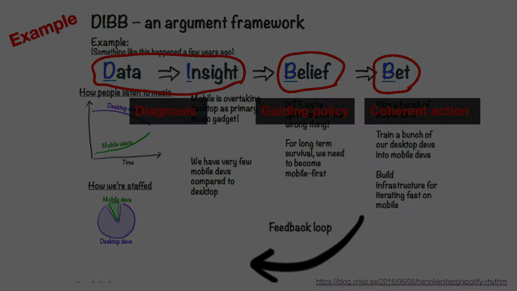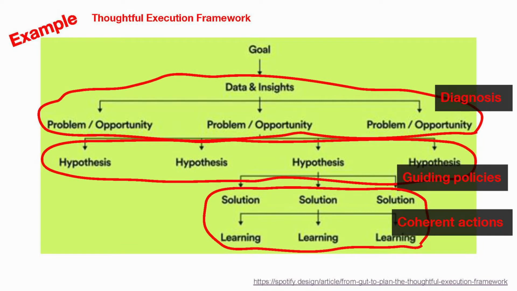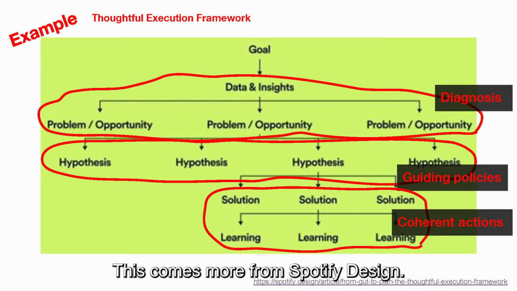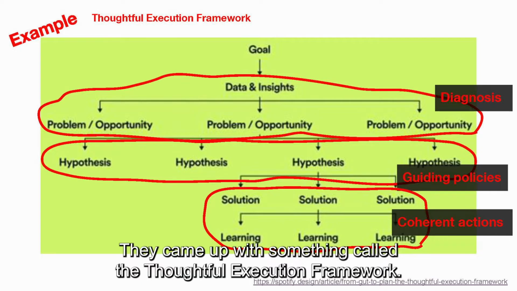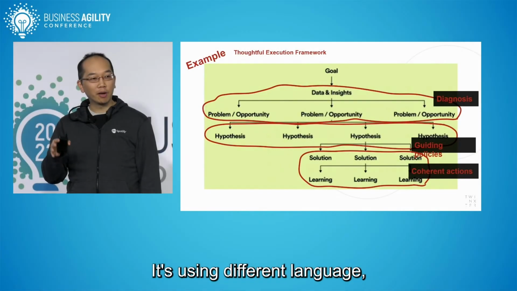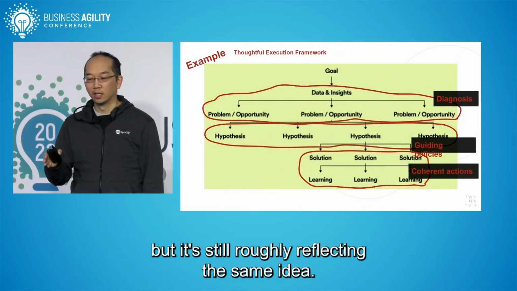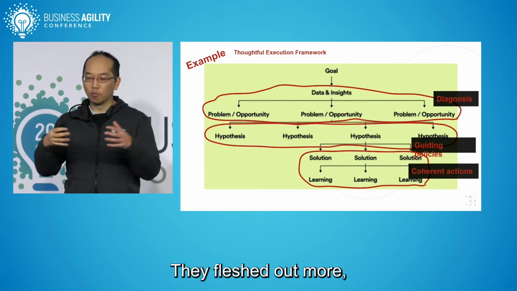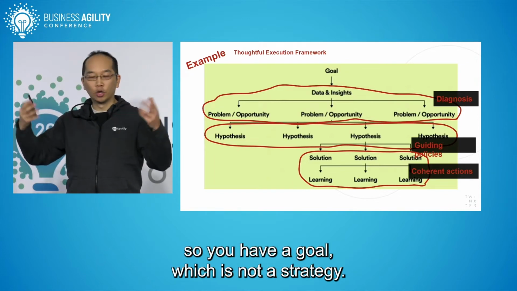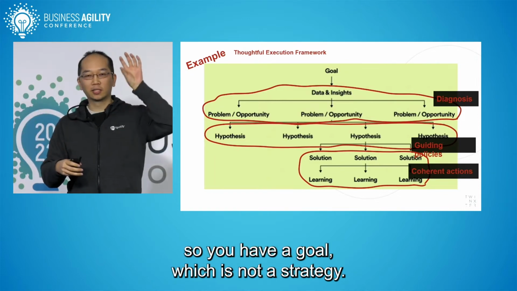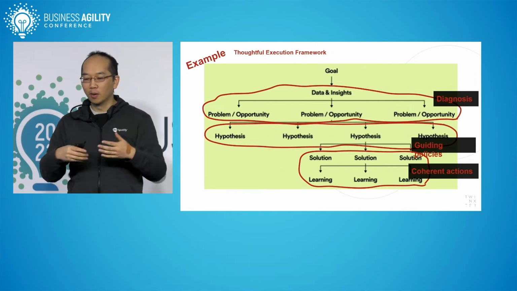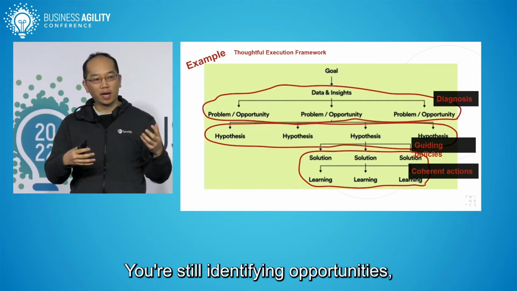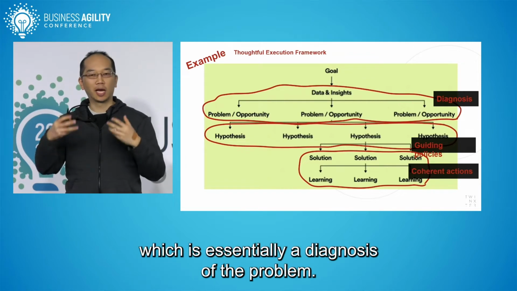Okay? Here's another expression of that. This comes more from Spotify Design. They came up with something called the Thoughtful Execution Framework. It's using different language, but still roughly reflecting the same idea. So there's a diagnosis, and they fleshed it out more. You have a goal, which is not a strategy; it's the thing that the strategy is trying to achieve. But you still have data and insights. You're still identifying opportunities, which is essentially a diagnosis of the problem.